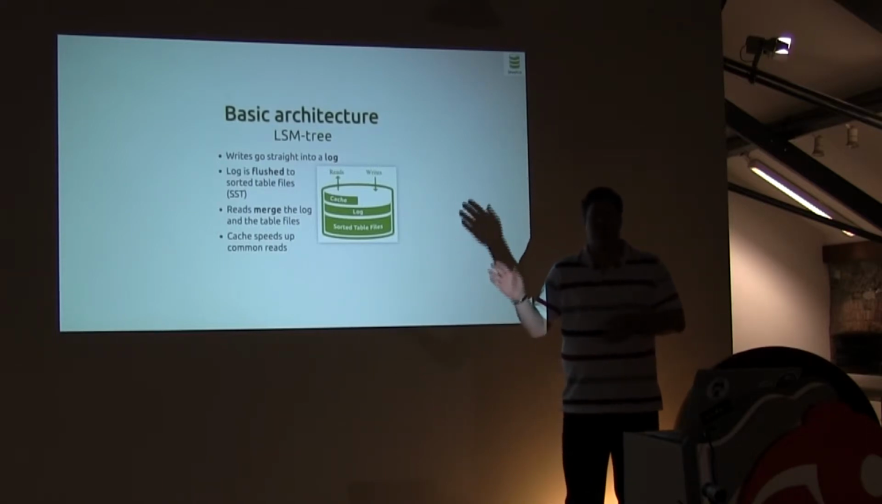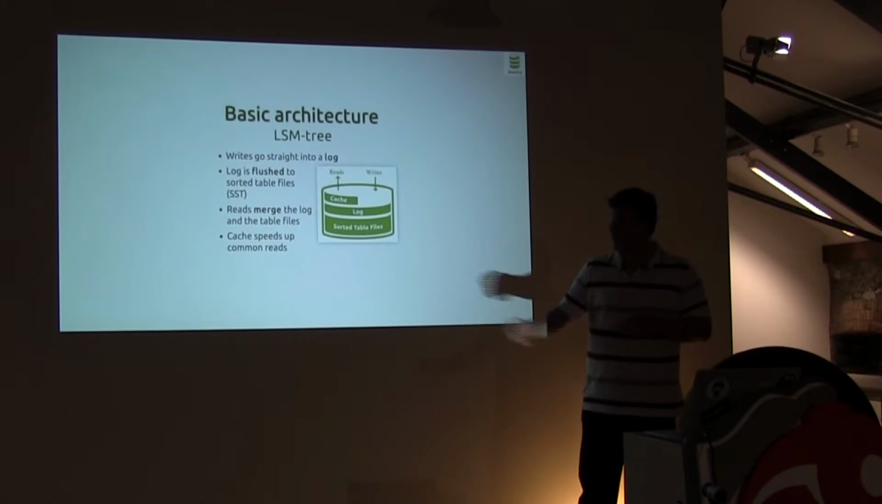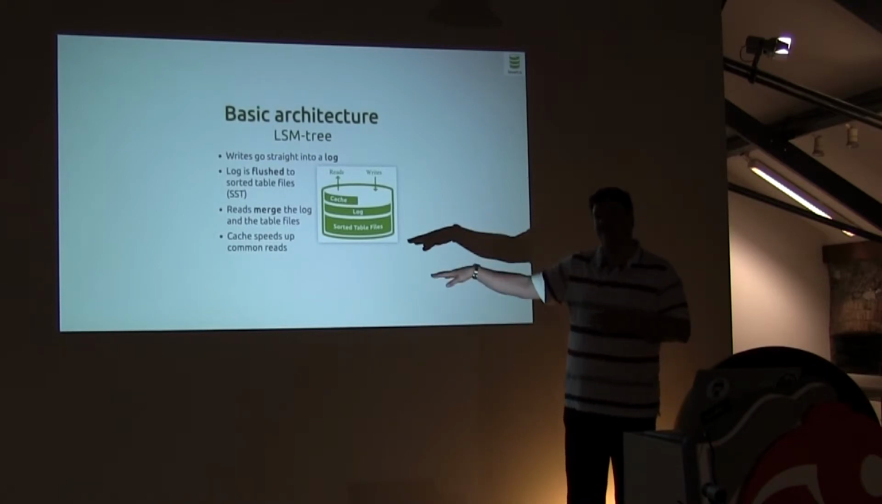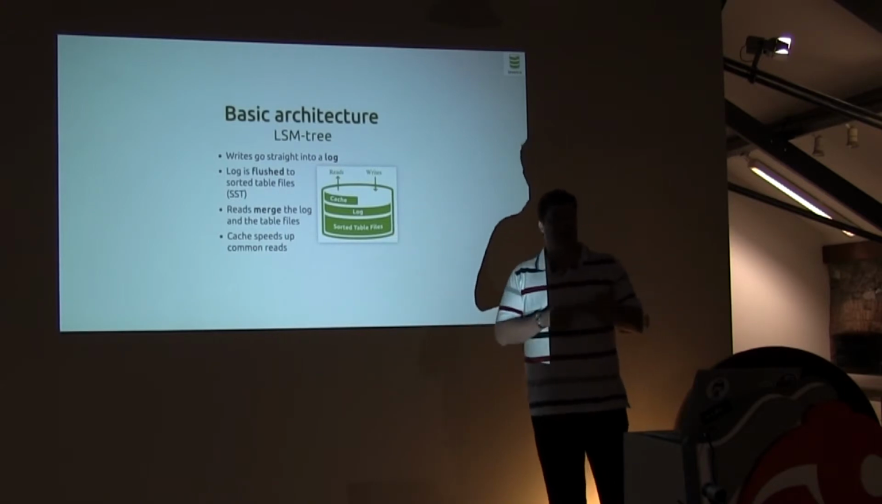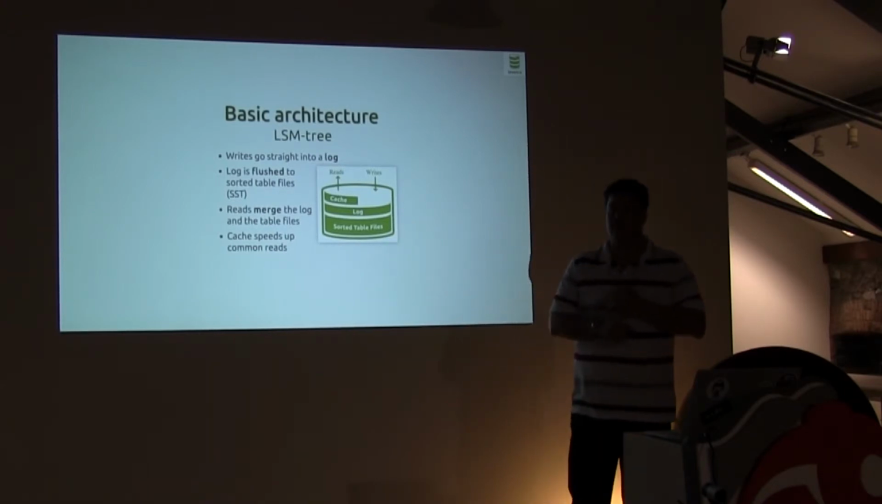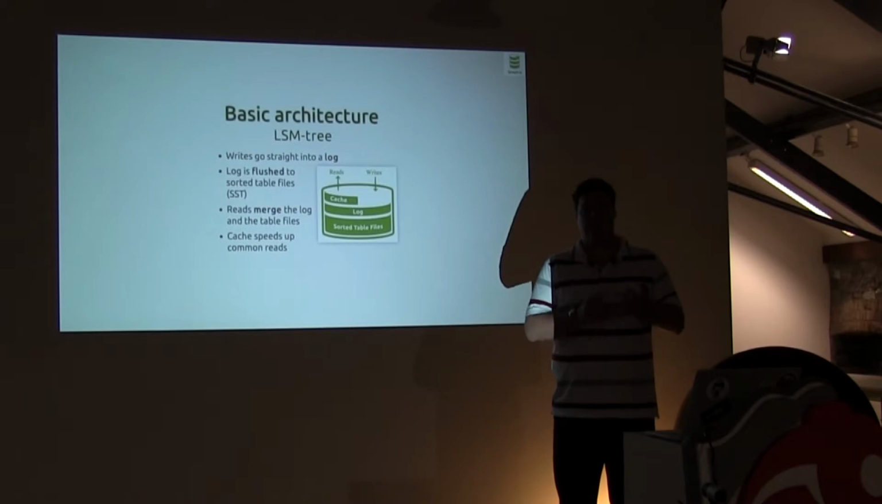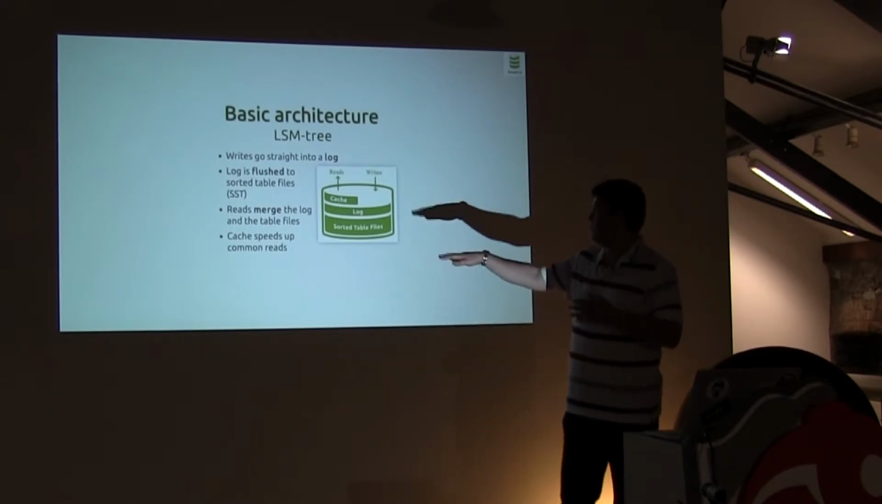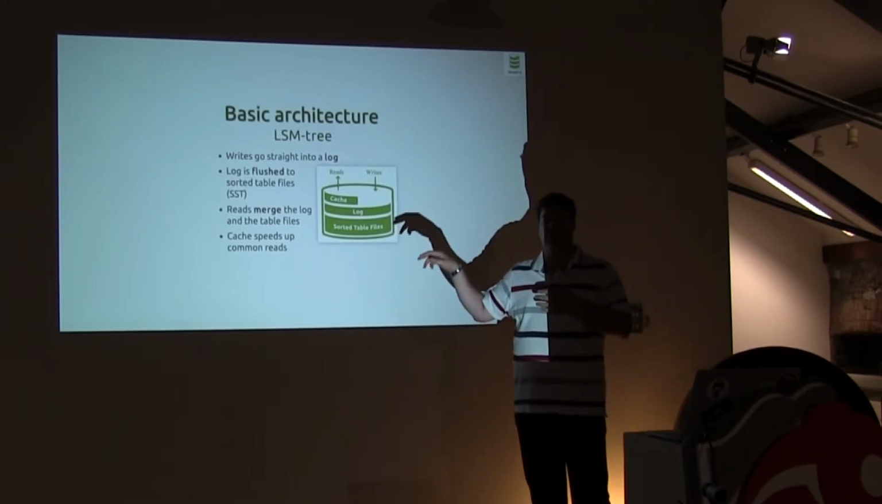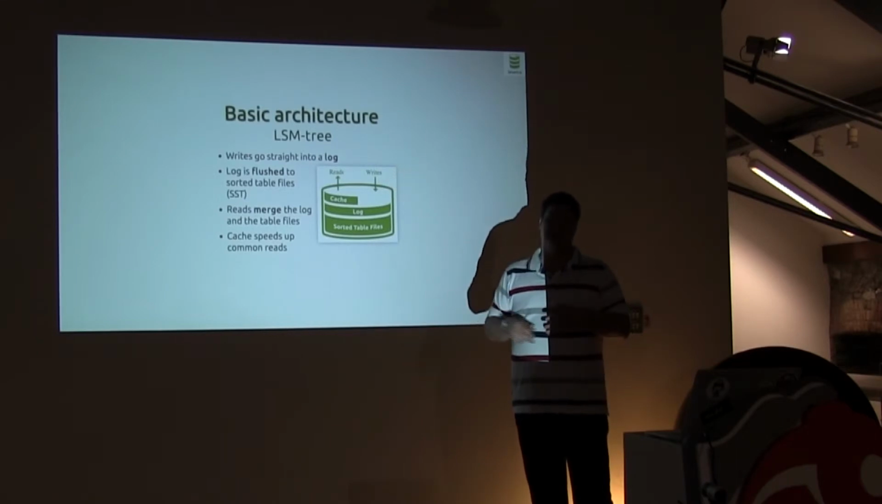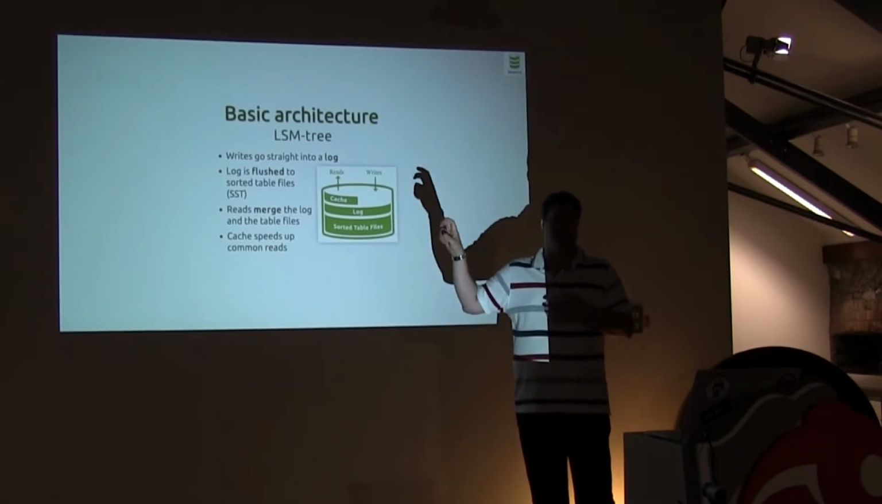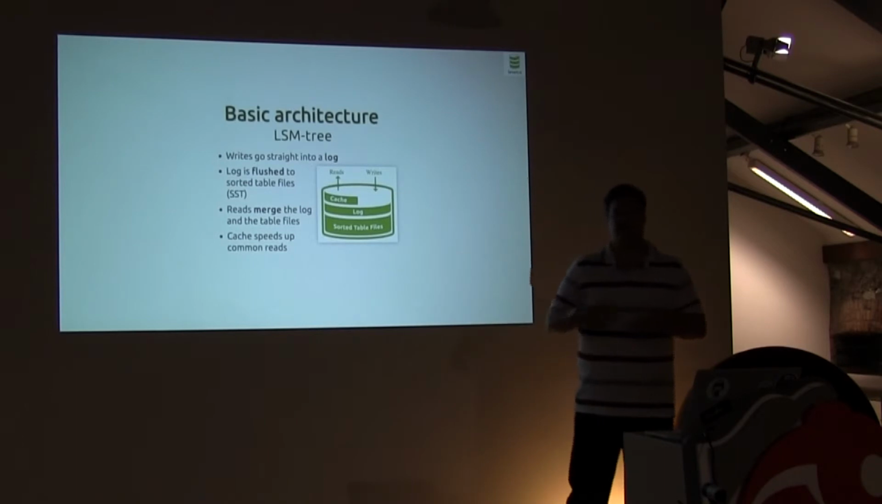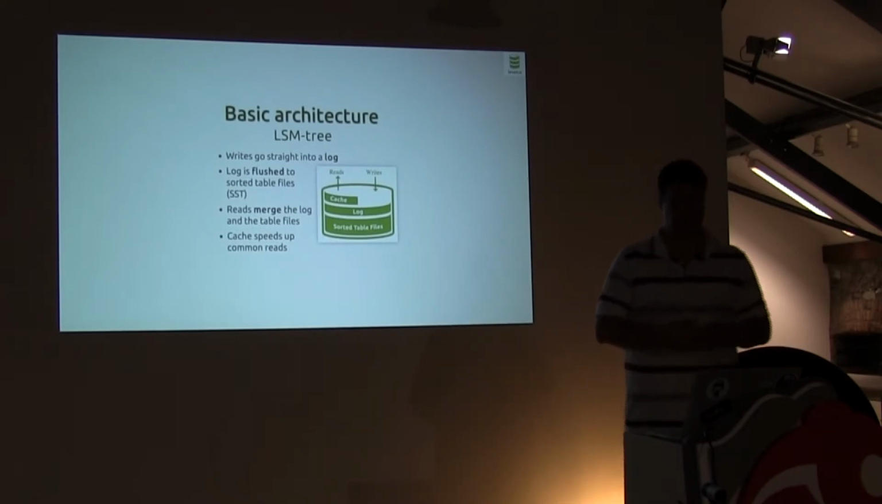So when you read a value, you first go through the log to get to these table files, because the log may contain either a new value or it may contain a delete. So you might have something stored in your table files, but a recent write has deleted that entry. So the reads will merge those two into the current data.